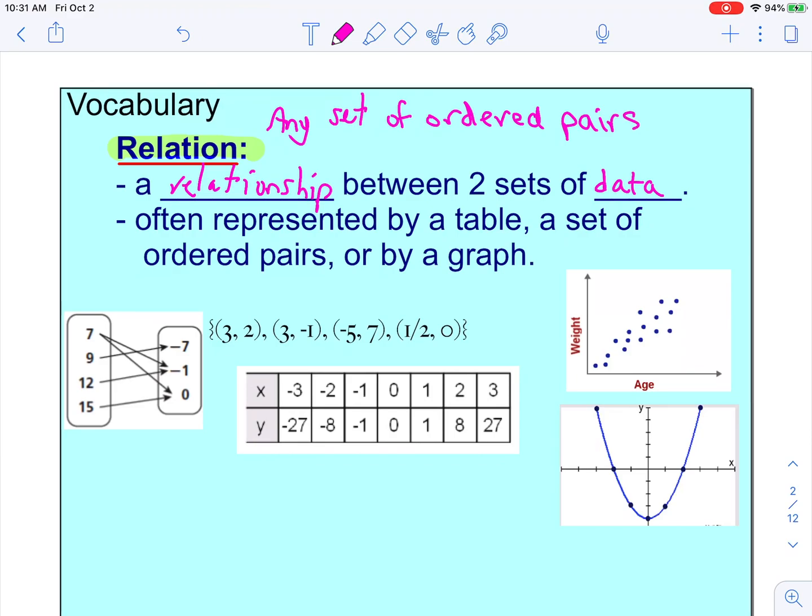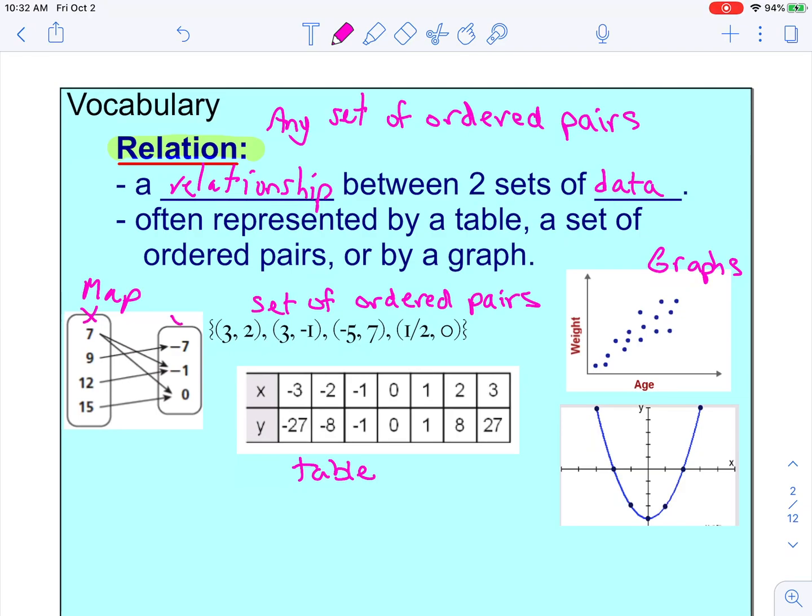So, we can represent it as a set of ordered pairs like this. This is a set of ordered pairs. Or we can represent it by a graph. And these are some examples of graphs. This is a table. And we won't do much of this necessarily, but this is a map. So a map is really the same as ordered pairs. These are like your X's and these are like your Y's.